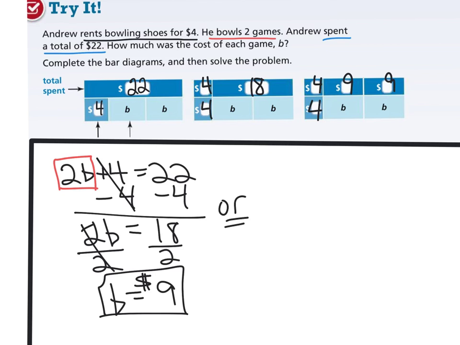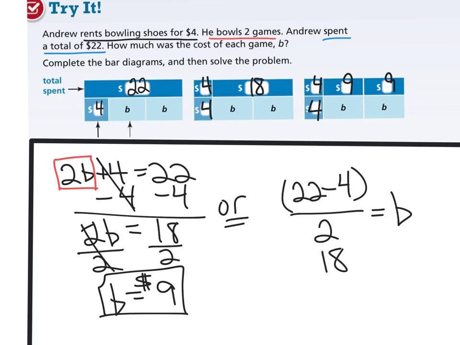Another way of doing this, you could say we have $22 minus the $4, and then if we subtract off our shoe costs and then divide that by 2, that would tell us what the cost would be for one game. And if you'll notice, that would give you the same answer. Okay. And if you do that, technically you don't have to have the parentheses in the numerator. If you write it that way, it's assumed that we would do the subtraction before we do the division.